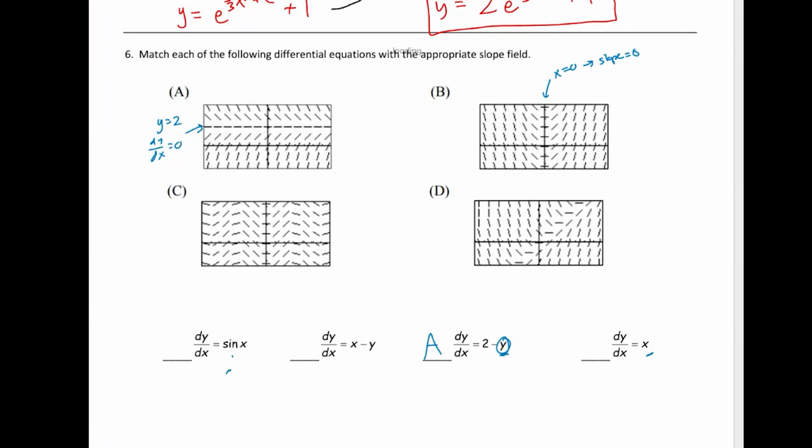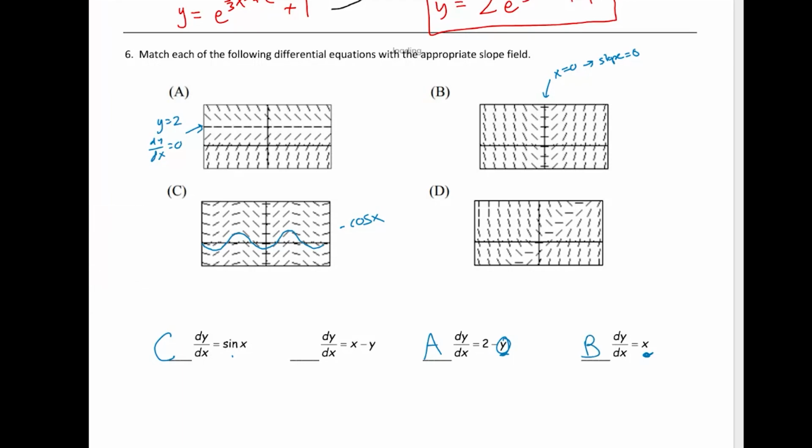Sine of 0 is 0, so it might be this one. We'll come back there. So it's either going to be one of these two, but I think you'll see it real quickly that C is going to be this sine function. If you try to follow these slopes, you kind of get something that looks like this, which is our negative cosine function. And the derivative of negative cosine is positive sine. So for sure that one's going to be C, which means B is this last one.